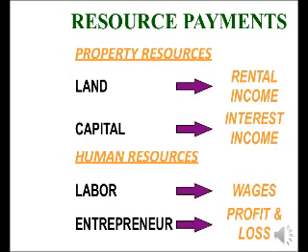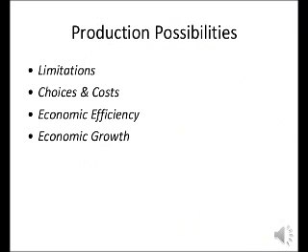Economists refer to four economic resources. The first economic resource is land. Land refers to any of what McConnell calls gifts of nature: wind, solar, copper, important minerals, lumber. Land receives rent, and the production possibilities model helps us understand the limitations of production.